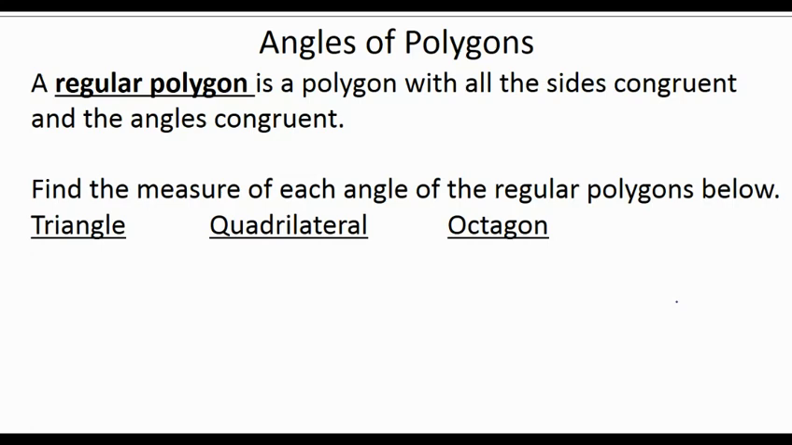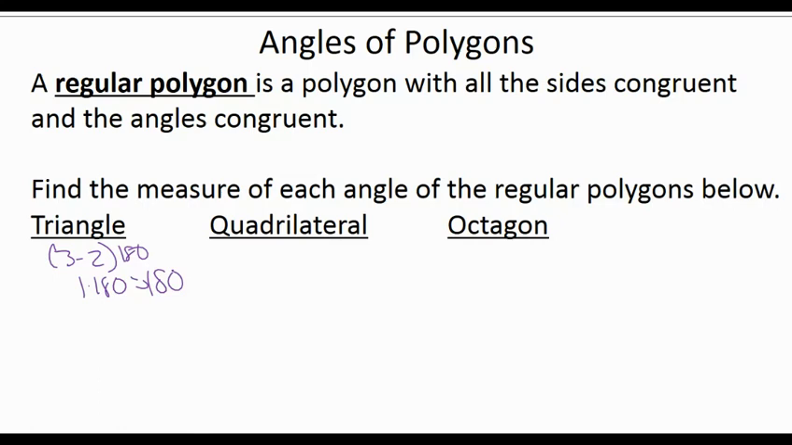So to do this, I can do the same thing. So a triangle, we know they add up to 180 degrees, but let's say you didn't remember that. So you could do 3 minus 2 times 180. So 1 times 180, which is 180. So the three angles of a triangle add 180.